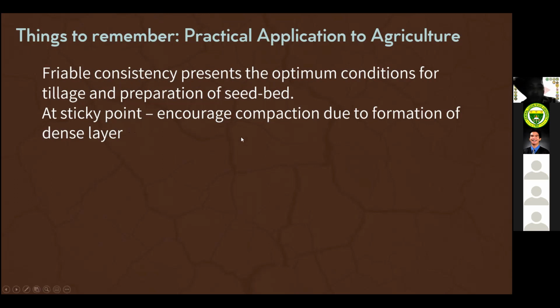Then at the sticky point, it encourages compaction due to formation of a dense layer. Of course, kapag sticky yung soil, it's very hard to land prep because of the formation of the dense layer, or yung matigas na layer, or yung compacted.